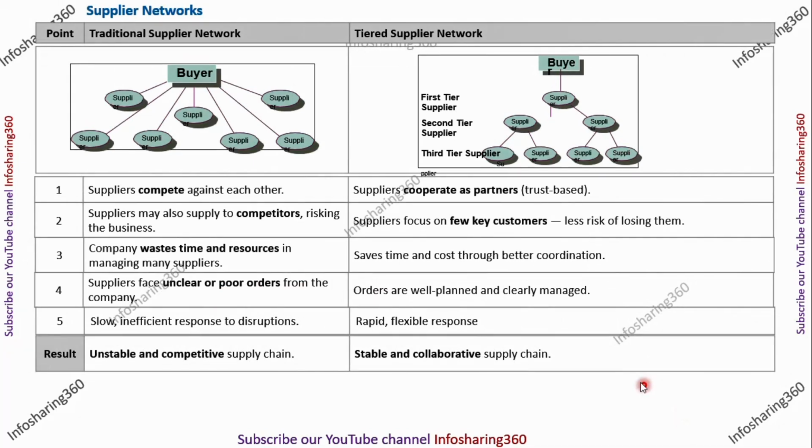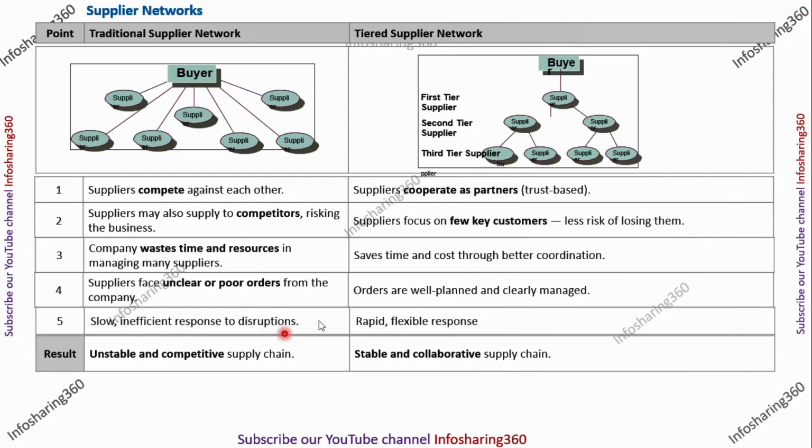Moving on to the next topic, let's examine two supplier network types. First, traditional supplier networks. In this type of network, one, suppliers compete against each other like rivals. Two, they may supply competitors, creating business risk. Three, companies waste resources managing many suppliers. Four, suppliers get unclear, poor orders. Five, results in slow responses to disruptions.